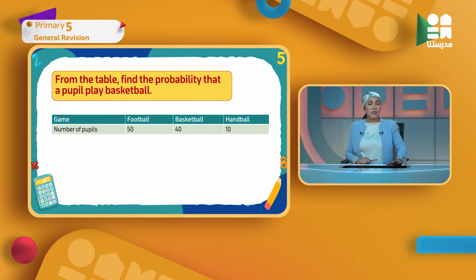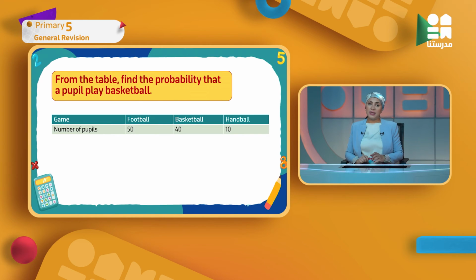Now we have this table. From the table, find the probability that a pupil plays basketball. Okay, so from this table, find the probability that a pupil plays basketball. Before I solve this question, I must first know how many pupils I have. So to know how many pupils I have, I must first add all the pupils that play all the sports.